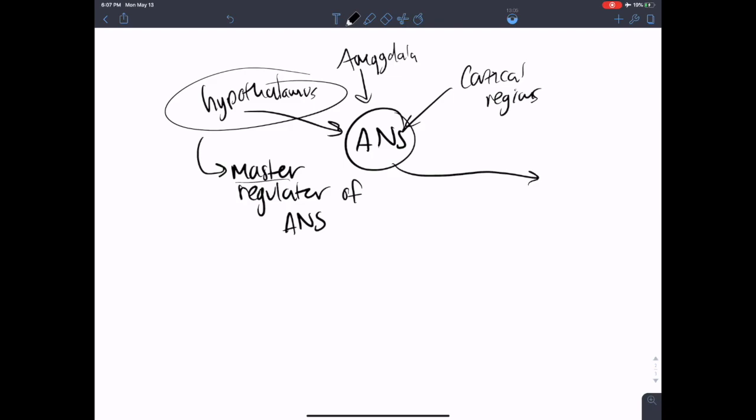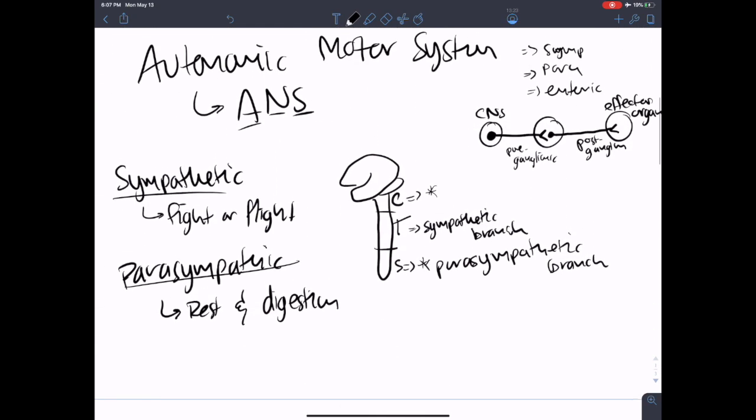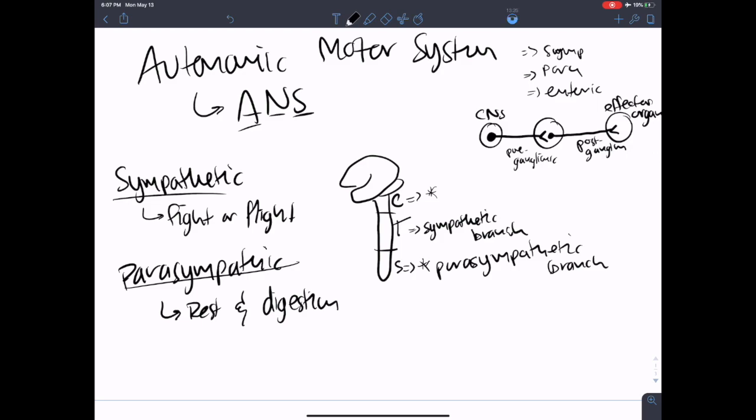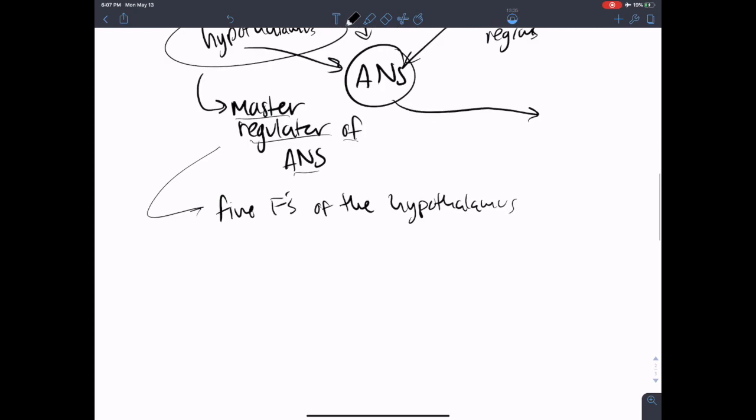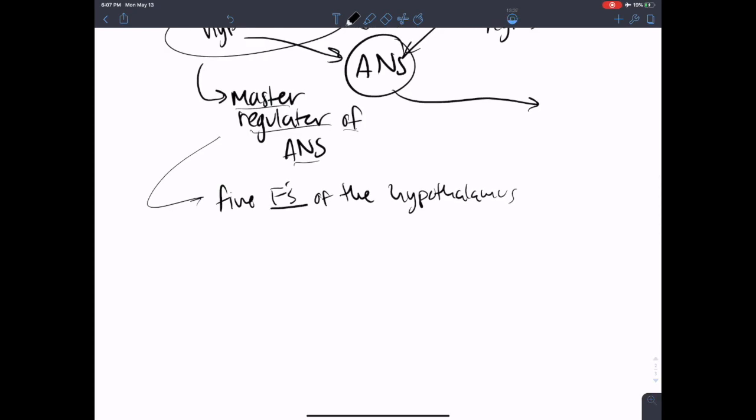because it's the master regulator of the autonomic nervous system, we give it this designation, and Dr. Myers likes to say the 5, as opposed to 4, F's of the hypothalamus. One thing I totally forgot to mention is that the adrenaline rush you feel is the sympathetic nervous system dumping adrenaline into your bloodstream via the adrenal medulla. And that's covered in my study guide pretty well. But, going back, the 5 F's of the hypothalamus.